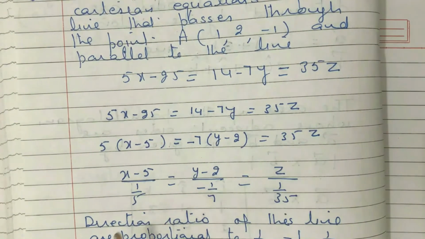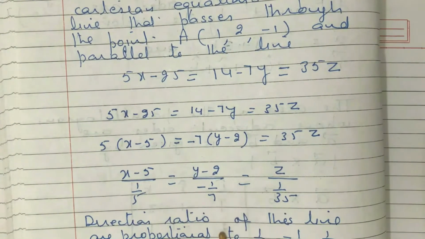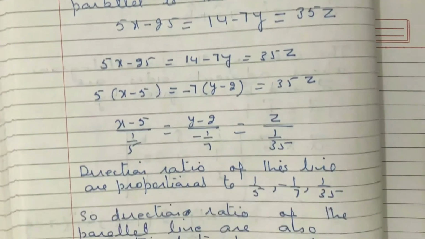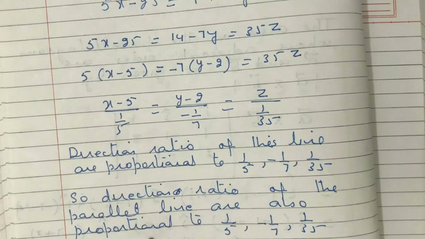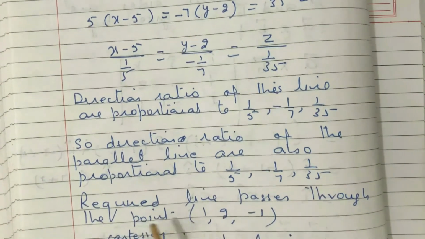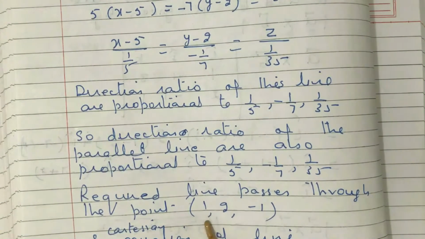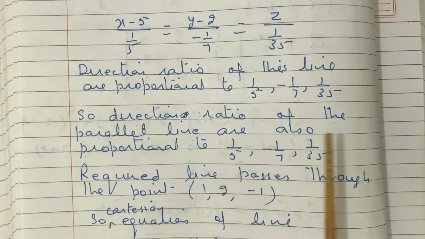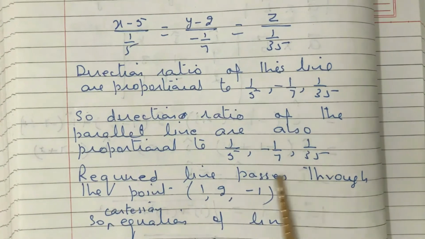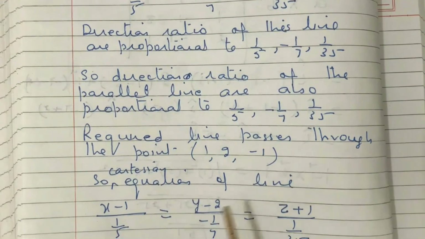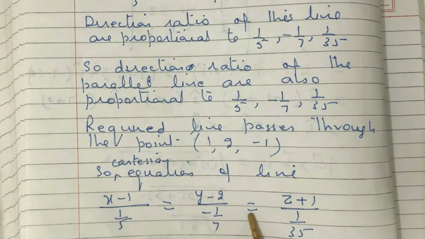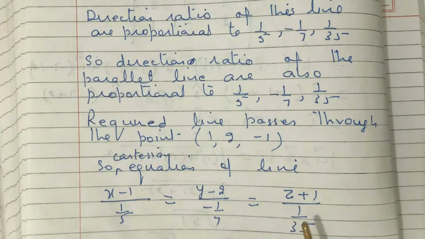Direction ratios of this line are proportional to 1/5, -1/7 and 1/35. And direction ratios of the parallel line are also proportional to 1/5, -1/7 and 1/35. So required line passes through the point (1, 2, -1) and it has direction ratios proportional to 1/5, -1/7 and 1/35. So Cartesian equation of the line is (x - 1)/(1/5) = (y - 2)/(-1/7) = (z + 1)/(1/35).